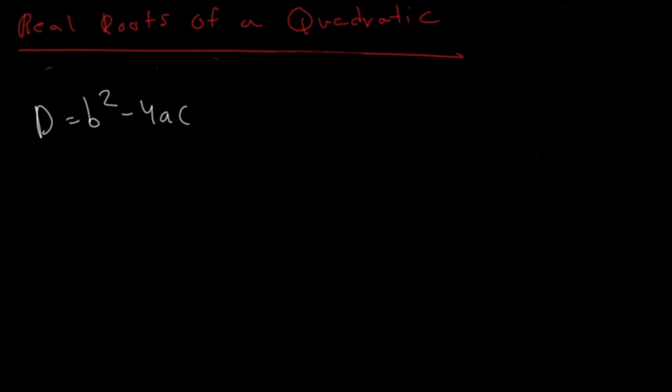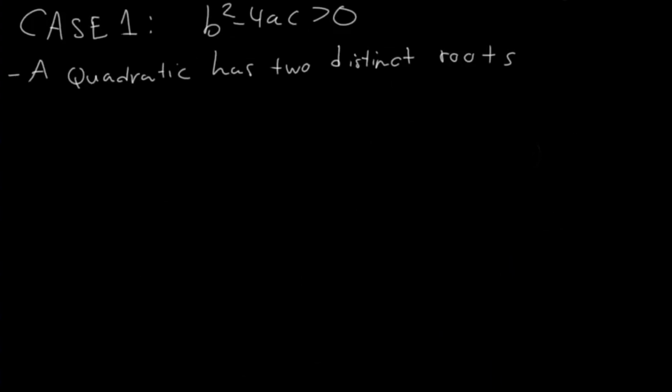So we're going to be working with one problem first, and we're going to go problem by problem to look at 3 different cases. So the first case we're going to be looking at is when our discriminant is greater than 0, right? And in that case, a quadratic has 2 distinct roots. All right, so let's look at an example here.